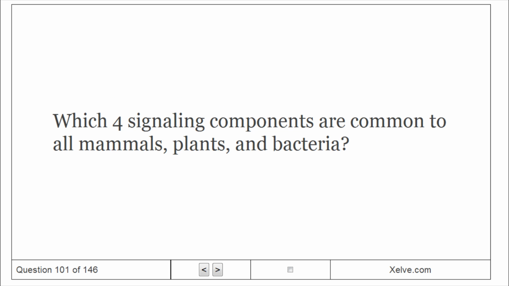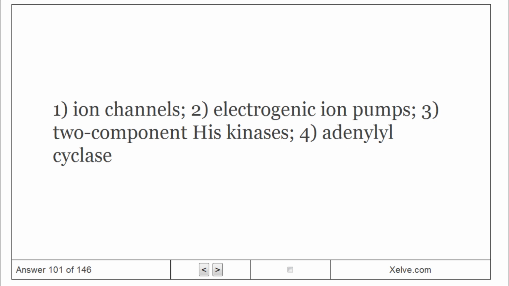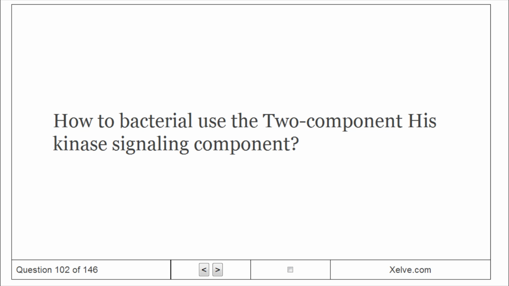Which 4 signaling components are common to all mammals, plants, and bacteria? 1. Ion channels. 2. Electrogenic ion pumps. 3. Two-component His kinases. 4. Adenylyl cyclase. How do bacteria use the two-component His kinase signaling component?